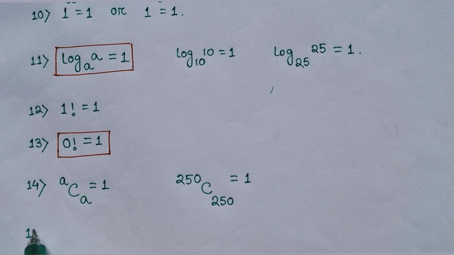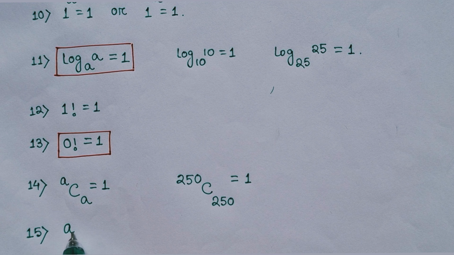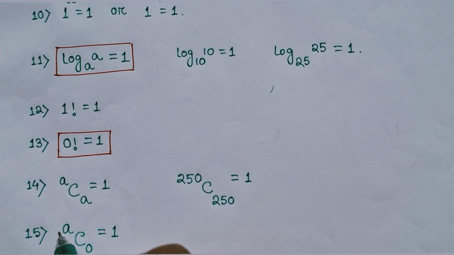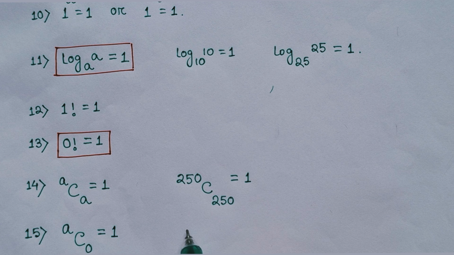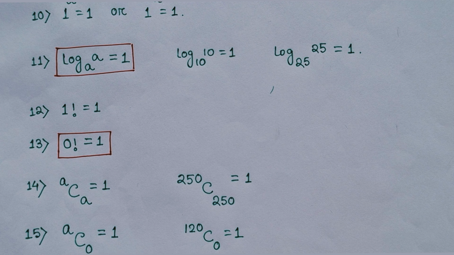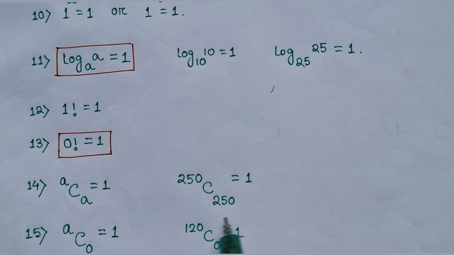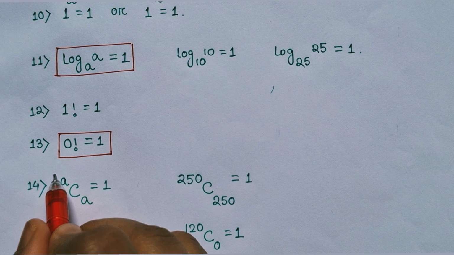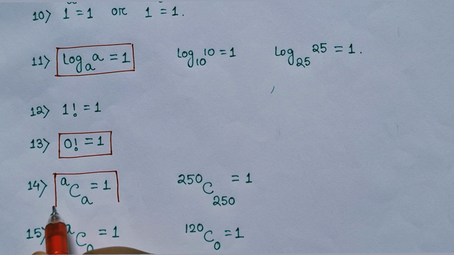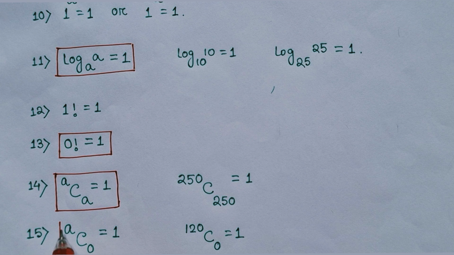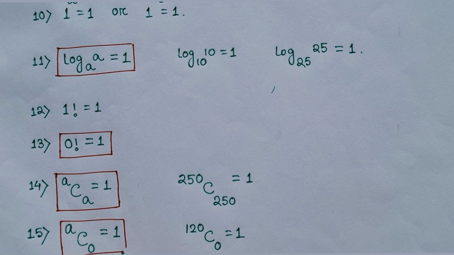Let's move to number 15. A C 0. It will also always give the value 1. So A is the variable. In place of A, you can write, suppose, 120 combination 0 equals 1. You do not need to focus on this value; you have to see whether the total number of choosing items is 0 or not. If it is 0, then the combination will always give the value 1. So these are the formulas you can remember, which will help you in your exams. These are very easy.